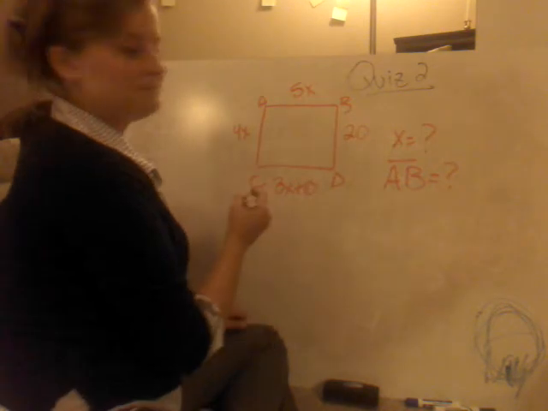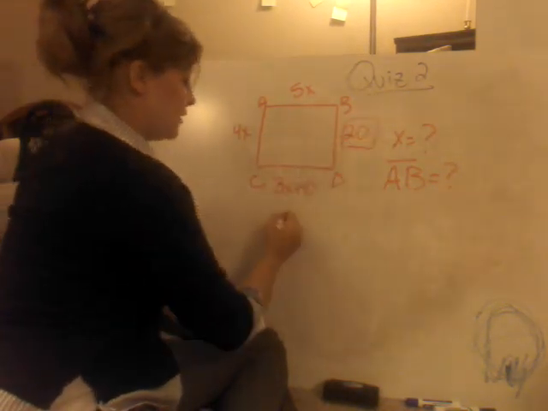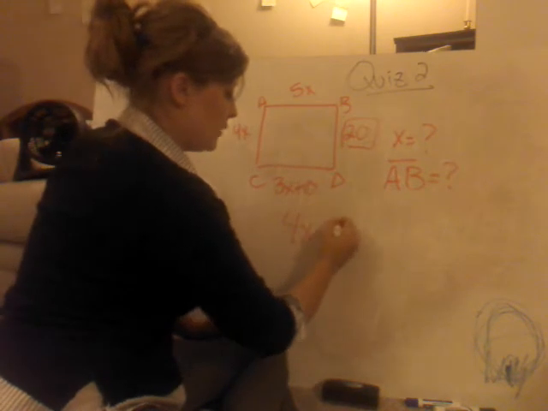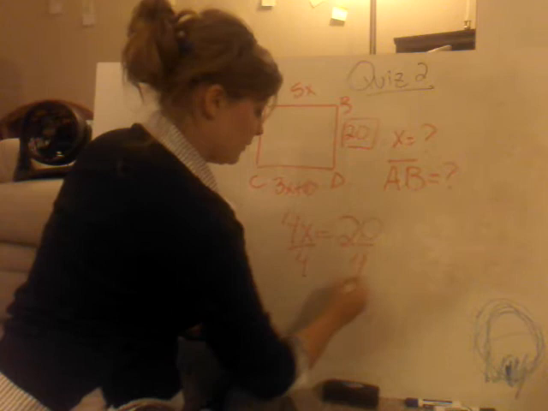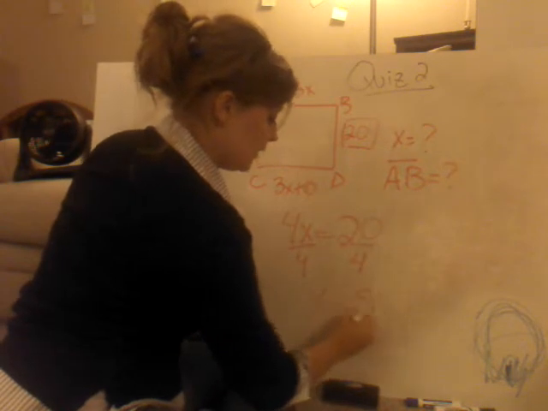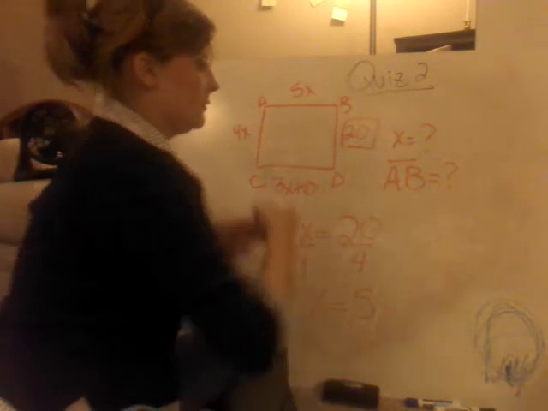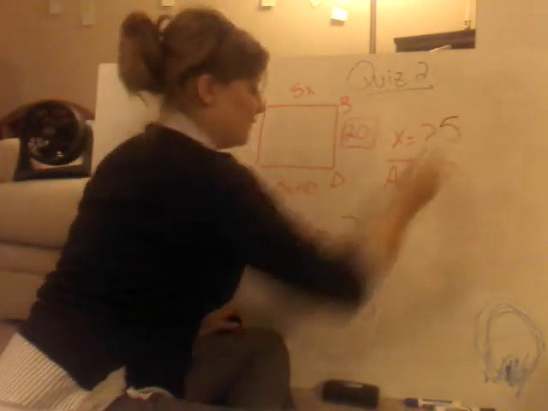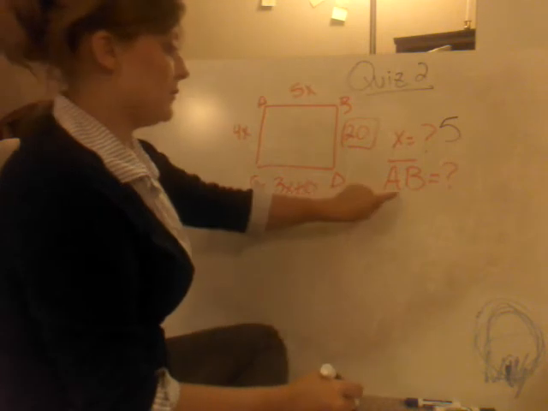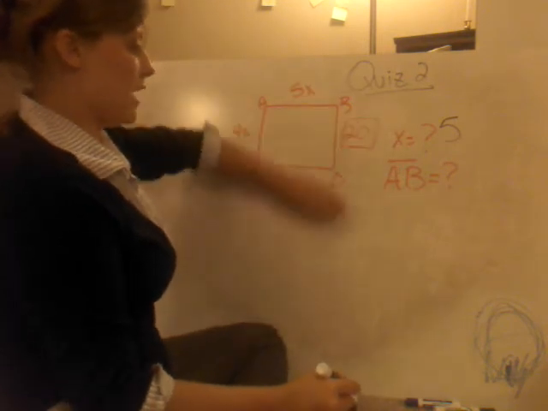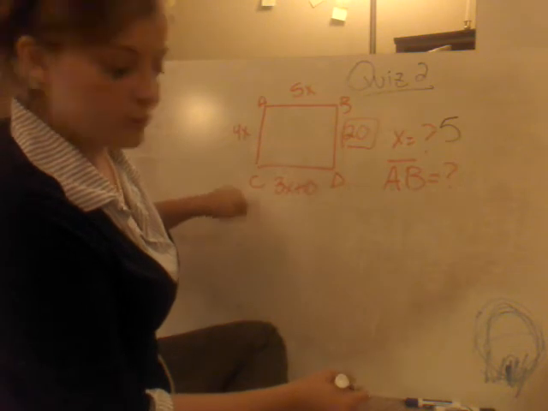Okay. Alright, so x, because this is a full number here, I can just set up 4x is equal to 20. Divide by 4. X is equal to 5. Alright, so now I know what my x is. So now I know x is 5. AB, so that's just this part up here. I don't even need to know this bottom part. That was extra. That was tricky. I tried to trick you.